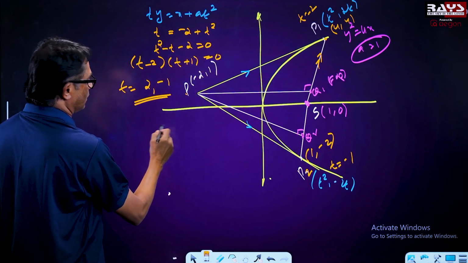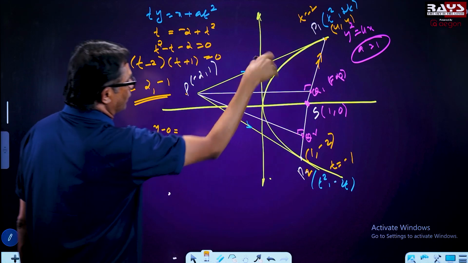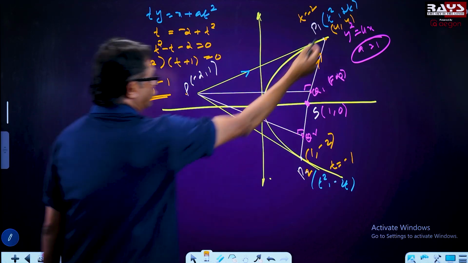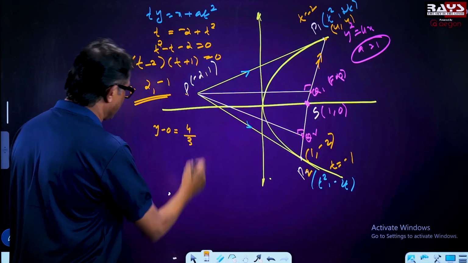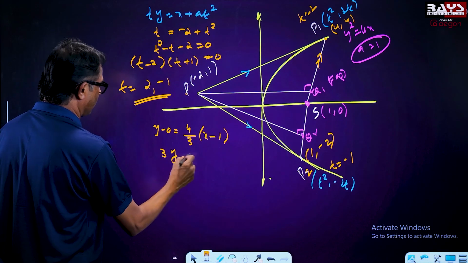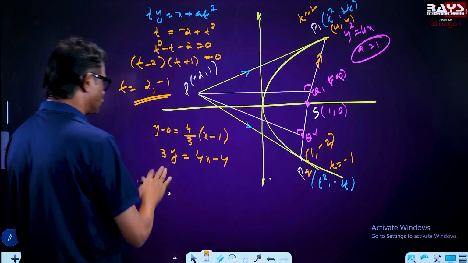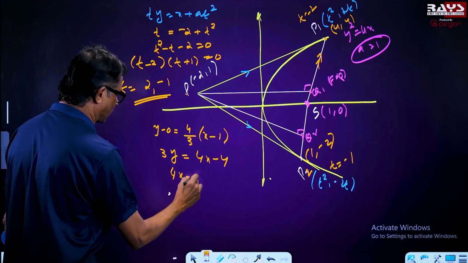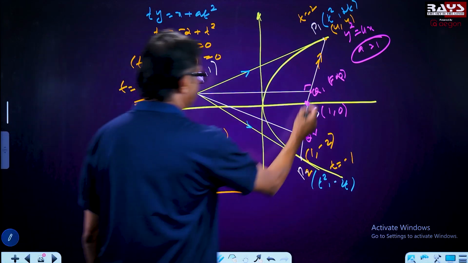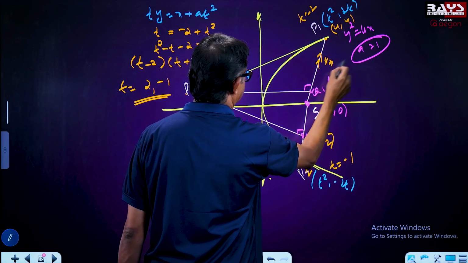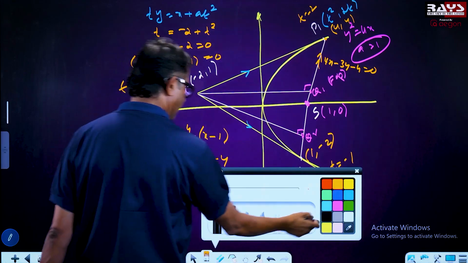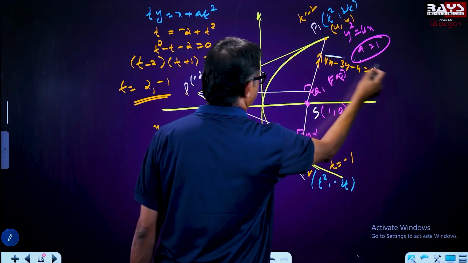So its equation is y minus 0 is equal to m into (x minus 1), where m is equal to (4 minus 0) by (4 minus 1), that is 4 by 3. When you cross multiply, you will be getting 3y is equal to 4x minus 4. So I take it to the right side: 4x minus 3y minus 4 is equal to 0. So this is the equation of SP1.